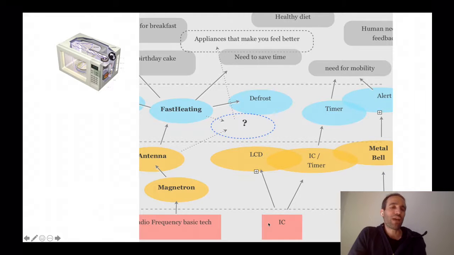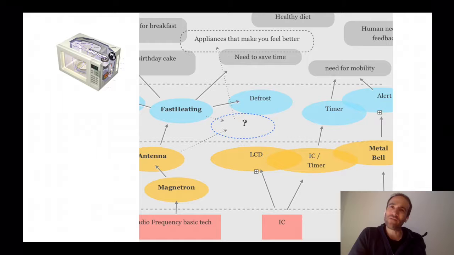In a microwave, we have also integrated circuits controlling a clock. So we have integrated circuit technology. And then we have a bit of sound engineering because we usually have a bell and so on. So let's say we have these three basic technology fields, science fields. And then we go into applied technology into the microwave.